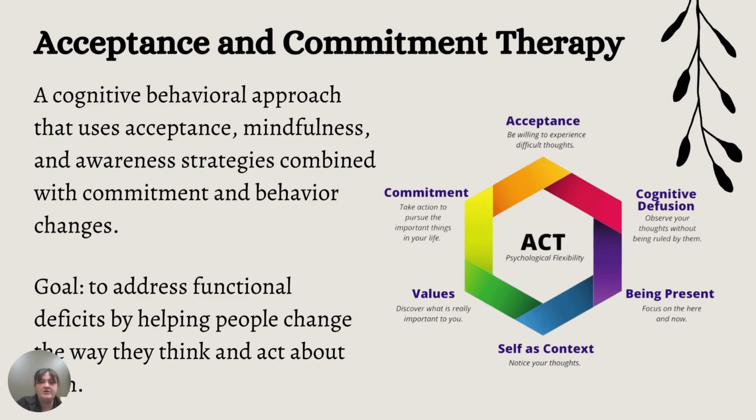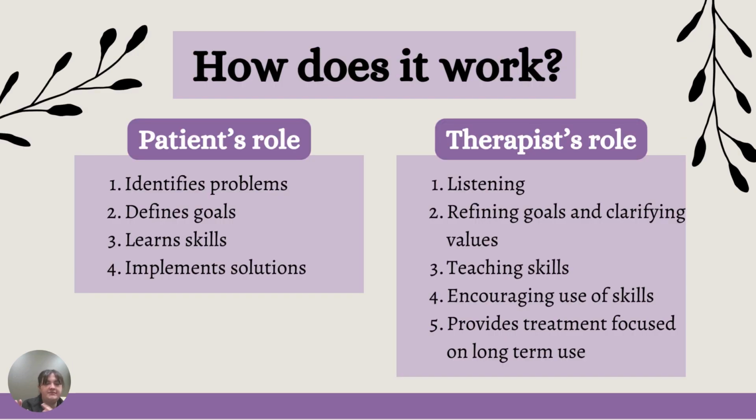If this is something that you really think would benefit your patient, you can use something like a values checklist where you help them to really identify what their big values are. And you can use those values to build skills towards actually making some behavior changes. The goal of ACT is going to be collaborative as well, where the patient is going to be the one who is identifying problems, defining their goals, learning skills that you as a therapist are going to teach, and then actually implementing solutions in their own lives.